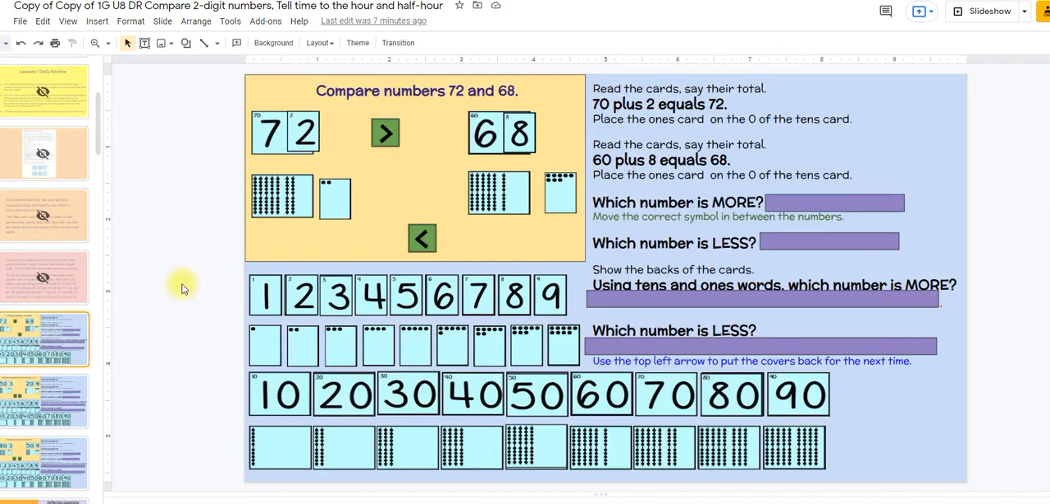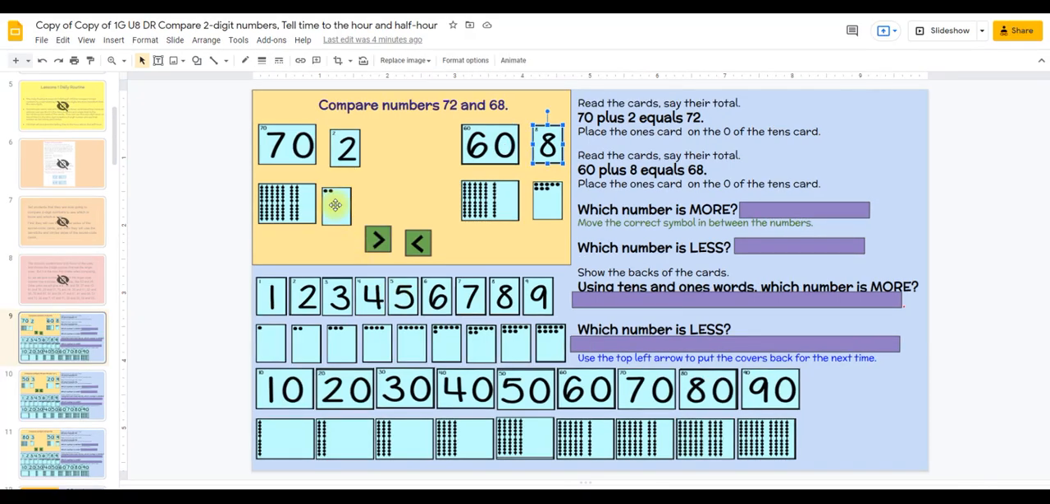So if we come back up here to comparing two numbers, read the cards and say their total. 70 plus 2 equals 72. 60 plus 8 equals 68. Which number is more? Class, 72 is more than 68. Which number is less? 68 is less than 72.